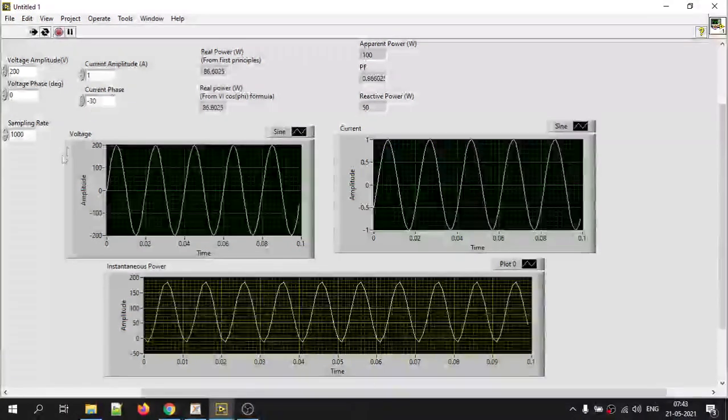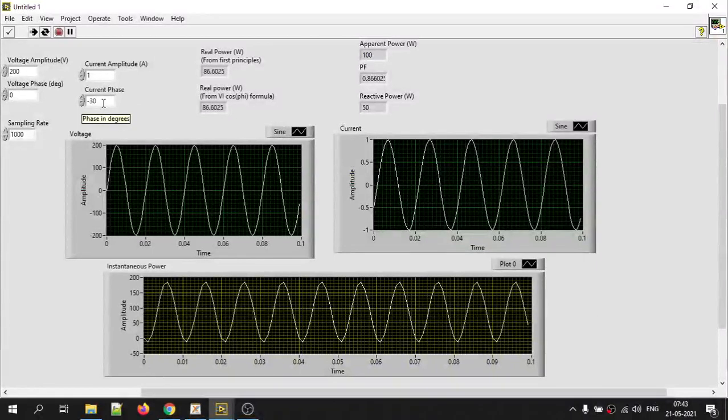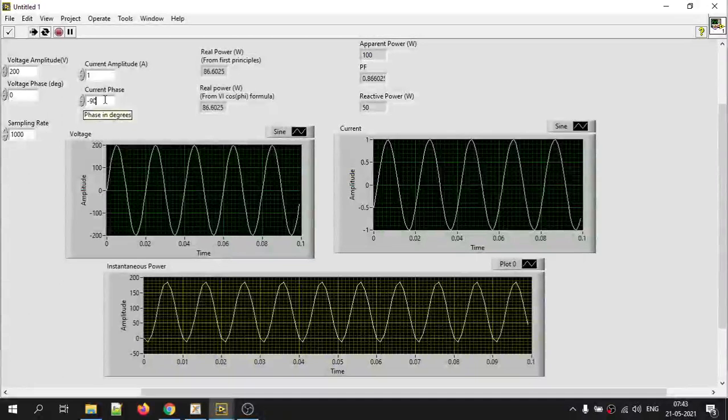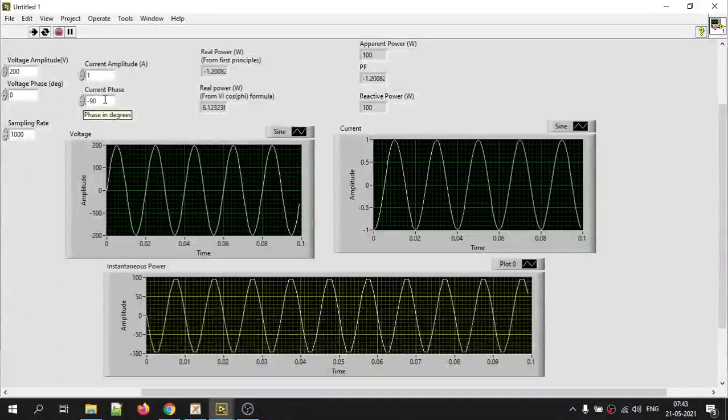You can see that the instantaneous power has some negative component. Let me observe the real power as well as reactive power. So you can see that because of the negative component in the instantaneous power, we have some reactive power. Next, let me put current phase as minus 90 degrees.